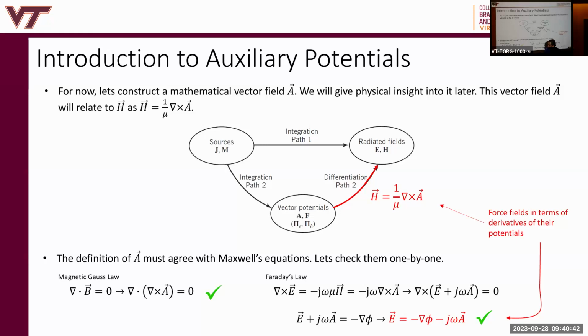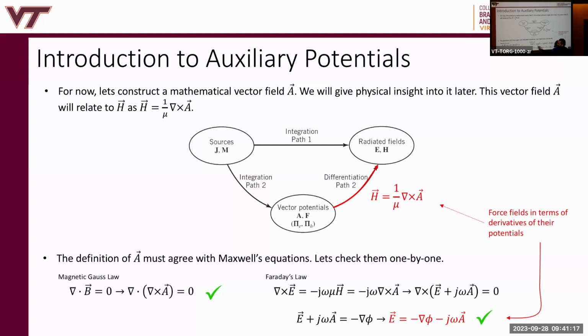Let's check them one by one. The reason why we chose this form first off is because the divergence of B must equal 0, Maxwell's equation. So let's plug in what we have for B. It's curl of A, right? Because mu times H is B. So we have the divergence of the curl of A, that's equal to 0. So this choice of a representation of B satisfies this Maxwell equation because the divergence of the curl of any vector field is equal to 0 by identity, by definition, right? Or by identity. Great.